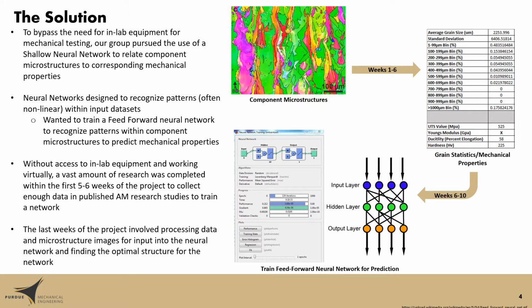the mechanical properties. And without access to in-lab equipment, working this summer and working virtually, a vast amount of research was completed within the first 5 to 6 weeks of the project to collect enough data in the published additive manufacturing research studies to effectively train a neural network. And the last weeks of the project involved processing all the collected data and microstructure images for input into the neural network and finding the optimal structure for the network.